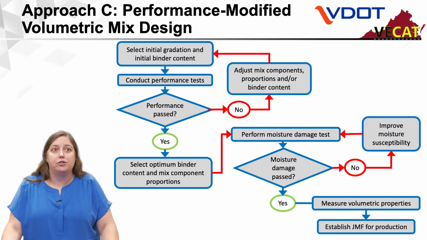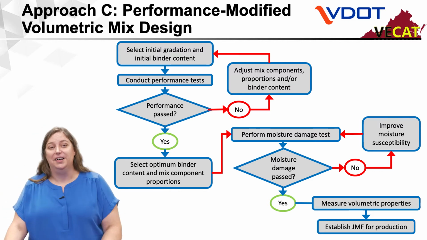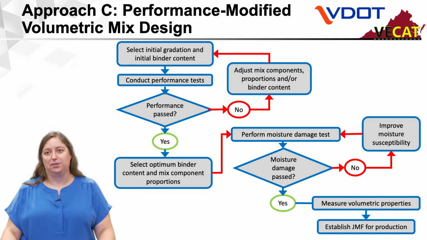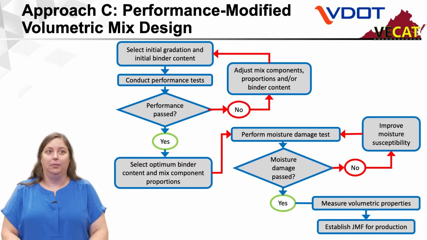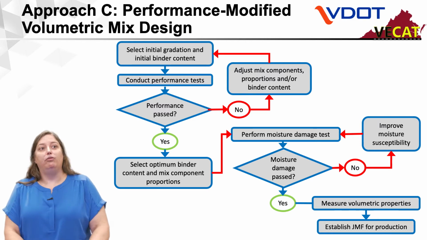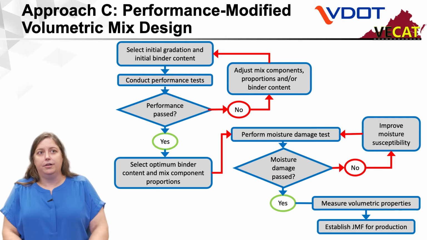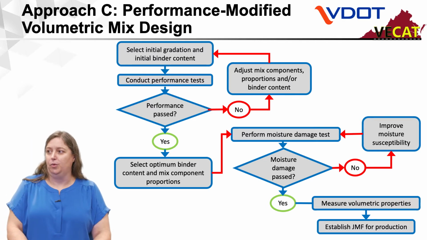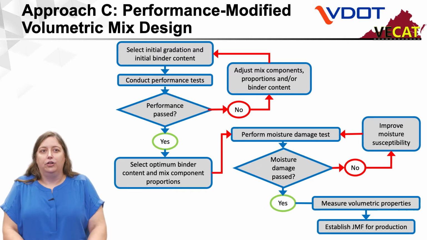The third approach is performance modified volumetric mix design. And again, you'll notice volumetrics are showing up here. Since we really don't have any other way to control a mix aside from volumetrics, we're never going to get completely away from that. For performance modified volumetric mix design, we're going to select an initial gradation and initial binder content. Notice there's no mention of volumetrics at this point. We're going to conduct performance tests and determine if this mix meets performance.